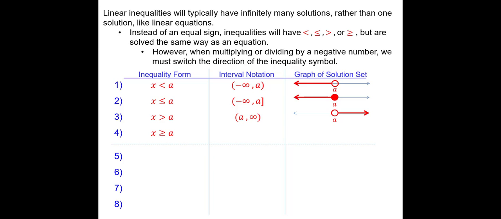This is a little different than if we had x is greater than or equal to a, because now we should recognize that a is a possible answer, which is why we fill in that dot. And now we put a bracket on a instead of a parentheses. Now these are all the standard, I'd say, shapes in inequality form and interval notation for a particular inequality.